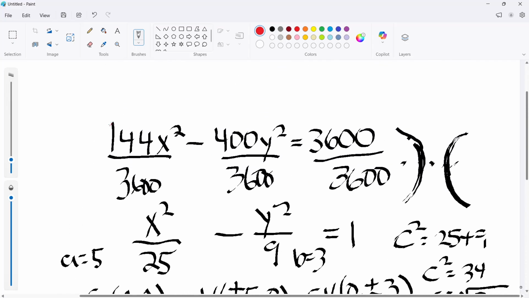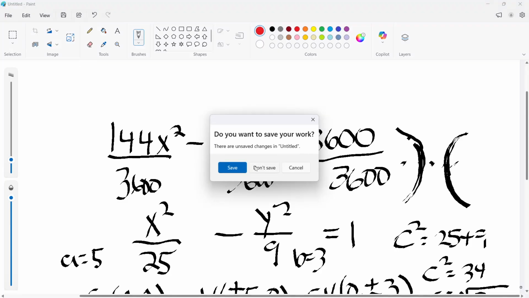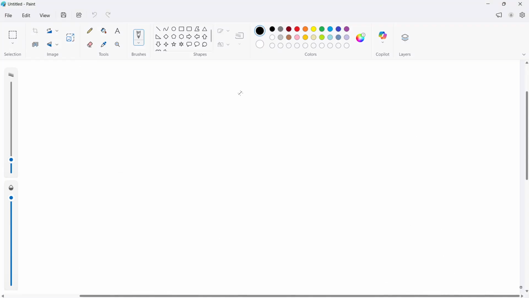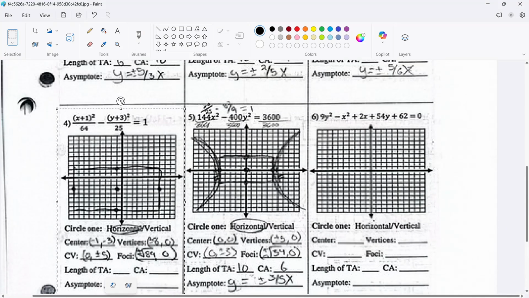Okay, I'm going to do one more. And I'm doing these because I want to do ones that are unusual. It's easy to have it in standard form and then graph it, but to get it into standard form sometimes is the challenge. So I've got another one, which is this one.